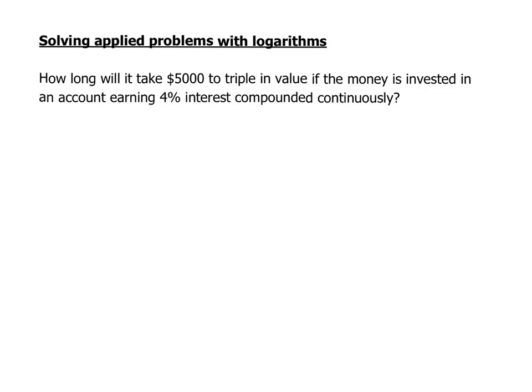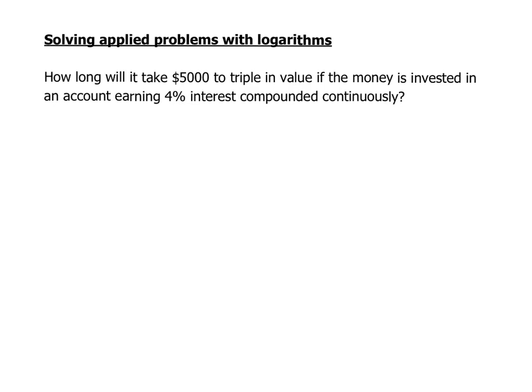We're going to be looking at some applied problems where we end up using logarithms in our solution. Let's look at this first one. It says, how long will it take $5,000 to triple in value if the money is invested in an account earning 4% interest compounded continuously? They didn't say it specifically, but we're going to assume that this is per year.